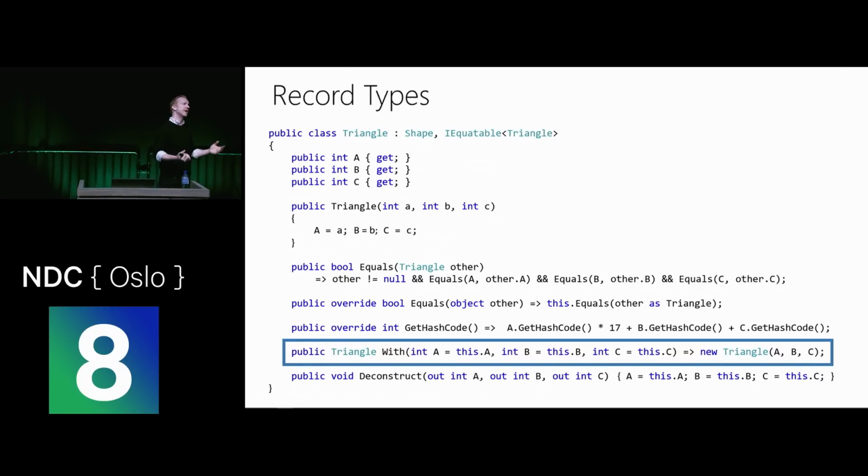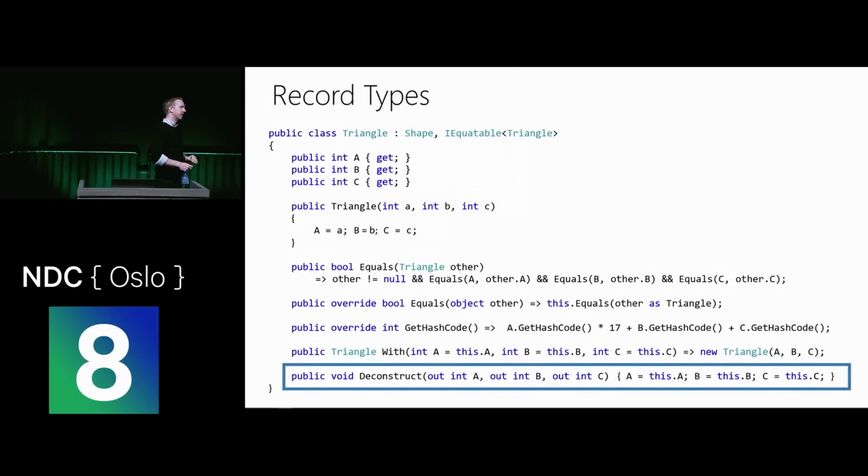So imagine we could say, give me my triangle with the side A is equal to 100. That will give you a new triangle. So now we have two triangles, but you didn't manipulate the old one. And in a world where we do concurrent programming, that is super important. And then, of course, they also introduced deconstruct by default.